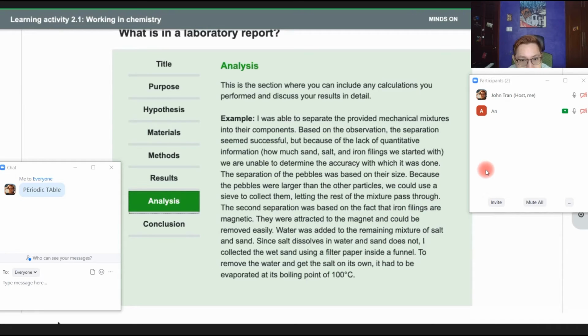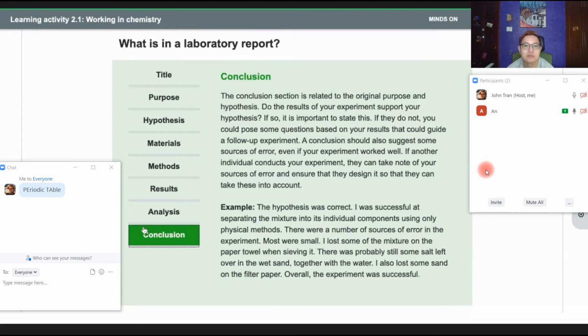Conclusion. The conclusion section is related to the original purpose and hypothesis. Do the results of your experiment support your hypothesis? If so, it is important to state this. If they do not, you could pose some questions based on your results that could guide a follow-up experiment.